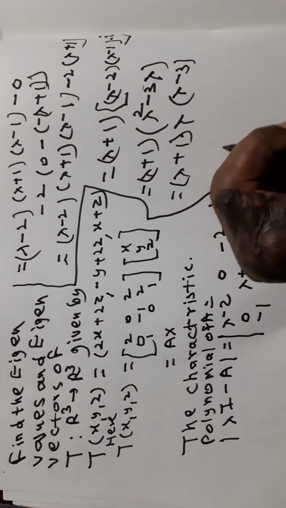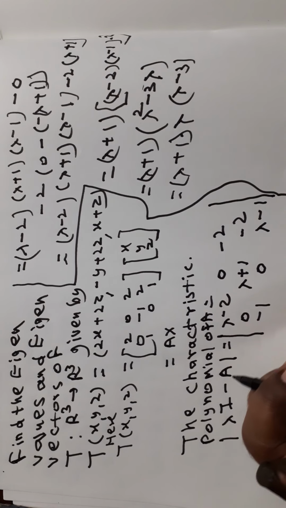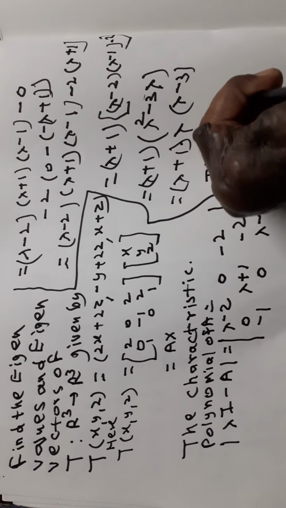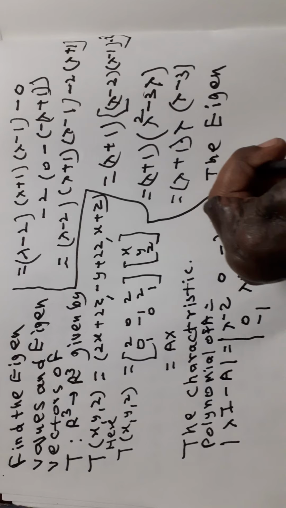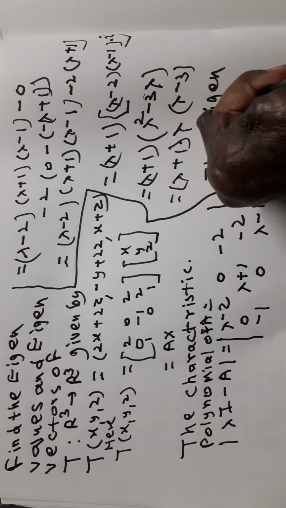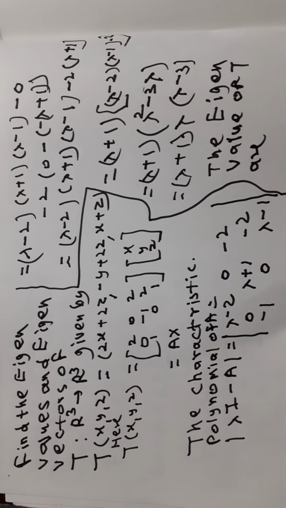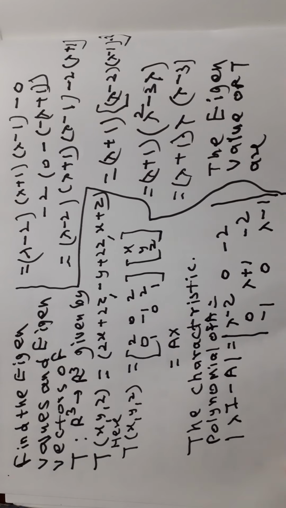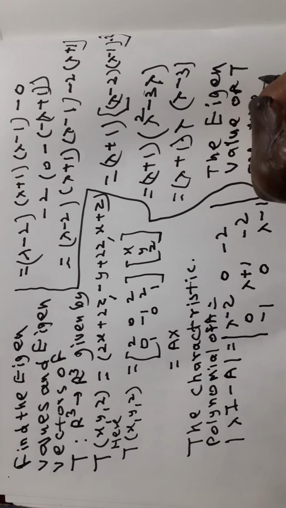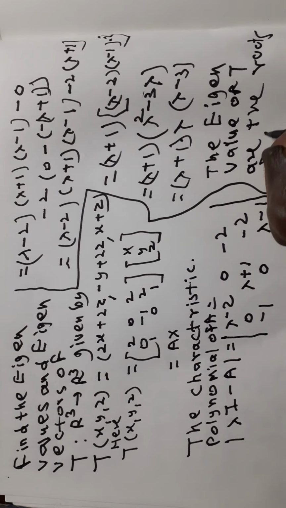Therefore, the characteristic values of T, that is the eigenvalues of T, are the roots of the characteristic polynomial of matrix A.